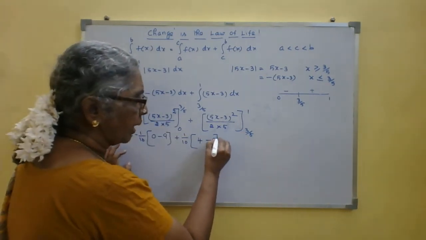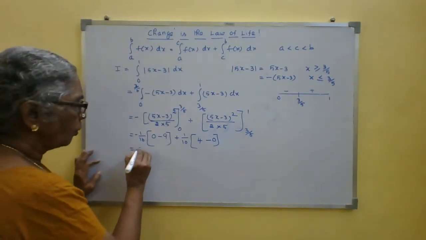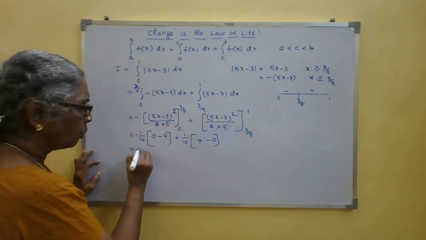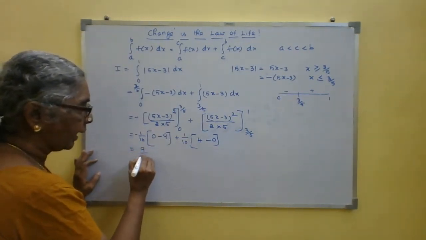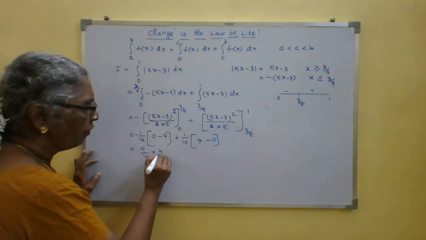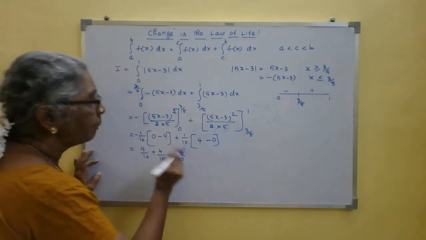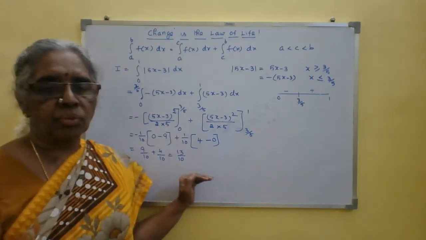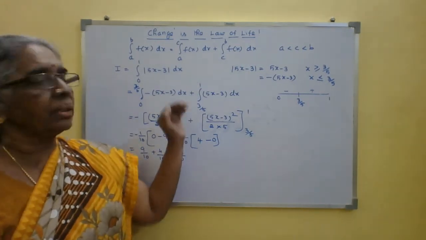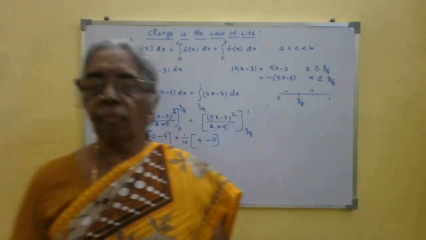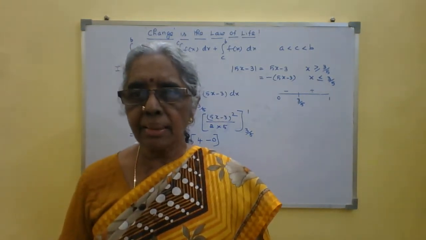So the same thing here also. So now you have got minus 1 by 10 into minus 9. So you will be getting 9 by 10. Plus here 4 by 10. So you will now be getting 13 by 10. So this is the answer. So this is how you have to integrate a modulus function. Do you understand this example?